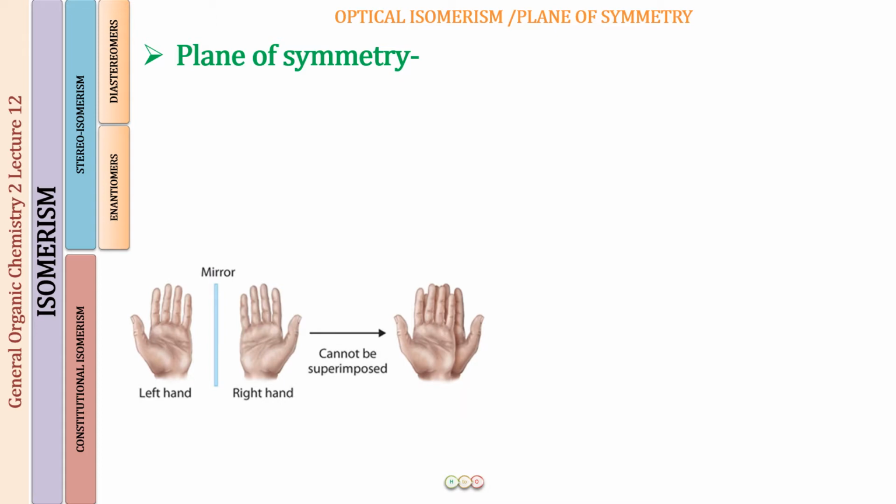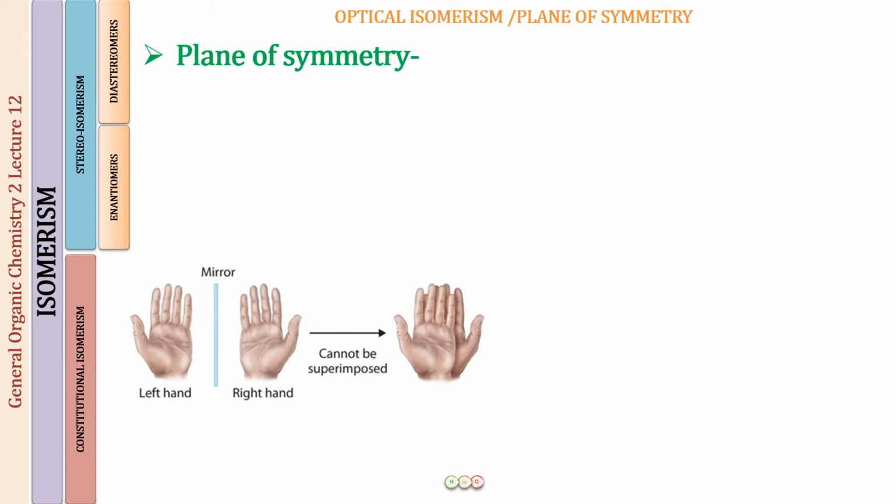You started the lectures on optical isomerism with the learning that our hands are chiral objects. Why are they chiral? Because if you look at the left hand in front of a mirror, what you will see is your right hand. So the right hand is the mirror image of the left hand, and they are non-superimposable on each other. Therefore, we say that the right hand and the left hand are chiral objects. I hope this is clear.